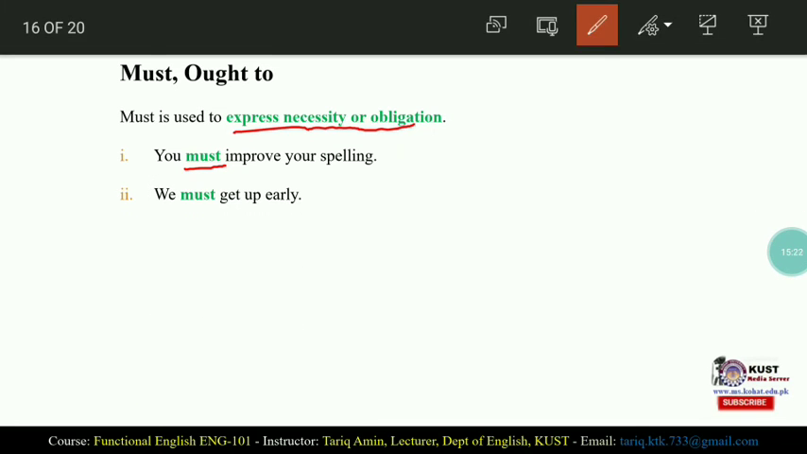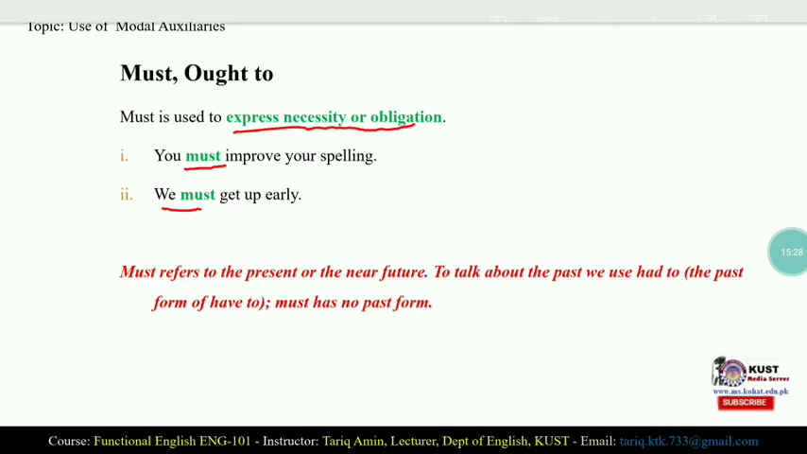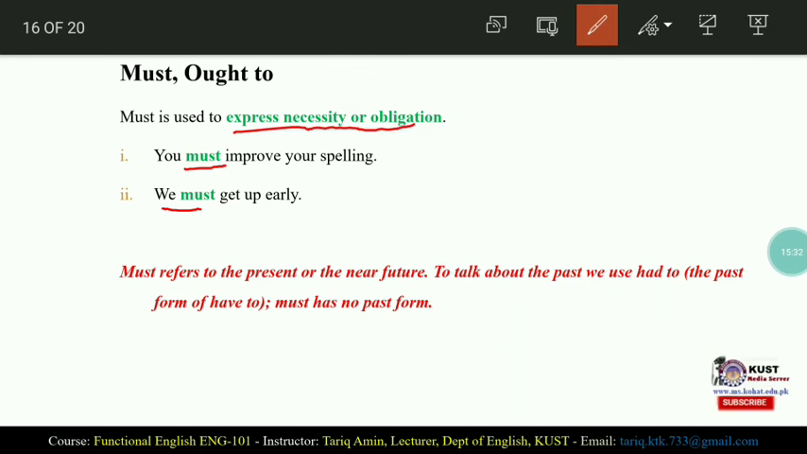And we must get up early. It is obligatory for us. It is necessary for us to get up early in the morning. This is a very important point. That is why it has been written in red fonts. Must refers to the present or the near future.